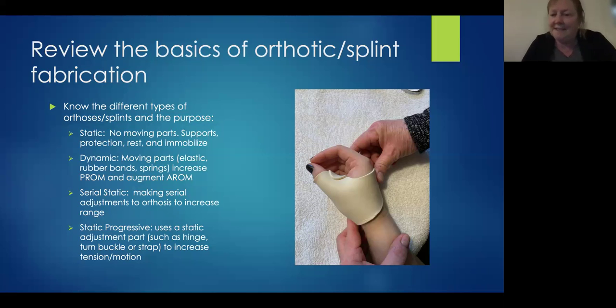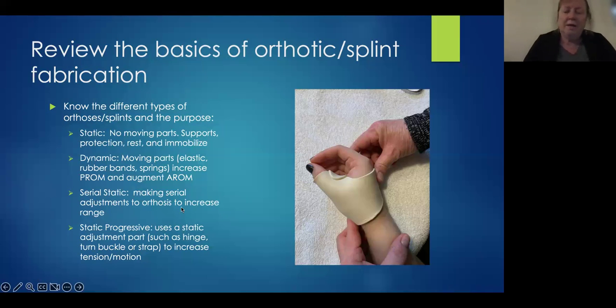The first one is static. When I think of a static splint, or a static orthosis, that is an orthosis that has no moving parts. You can see in this picture an example of a static orthosis. It's a hand-based thumb orthosis, and there are no moving parts.